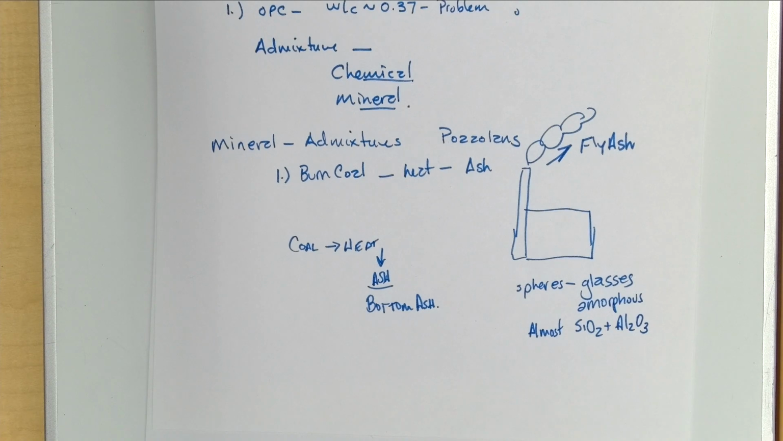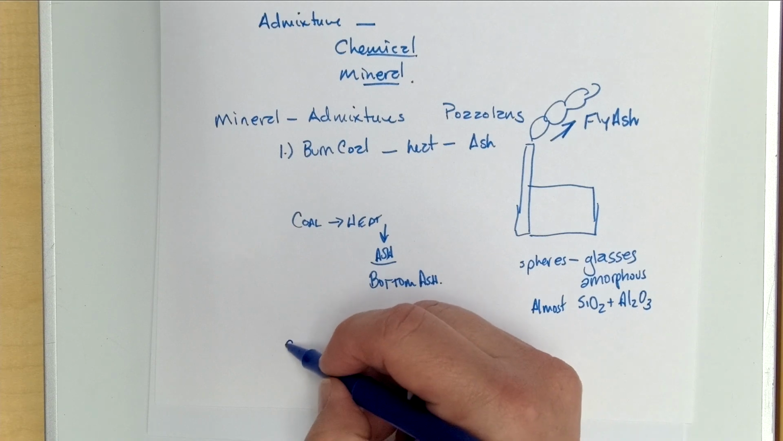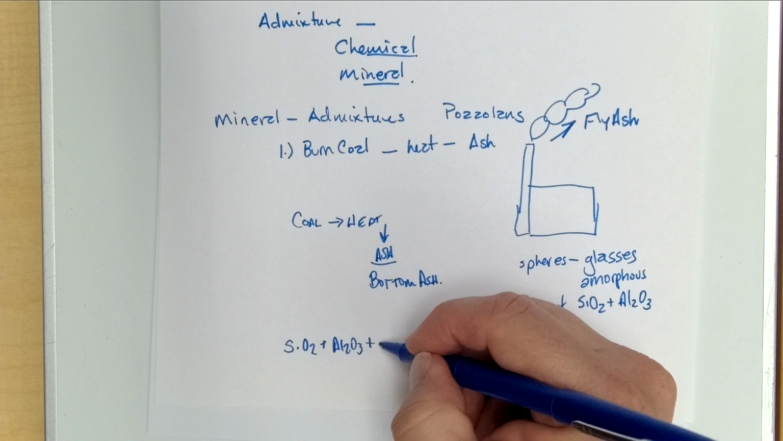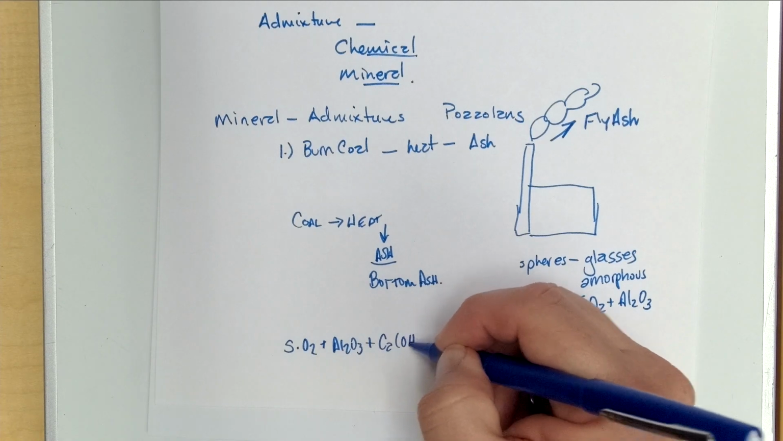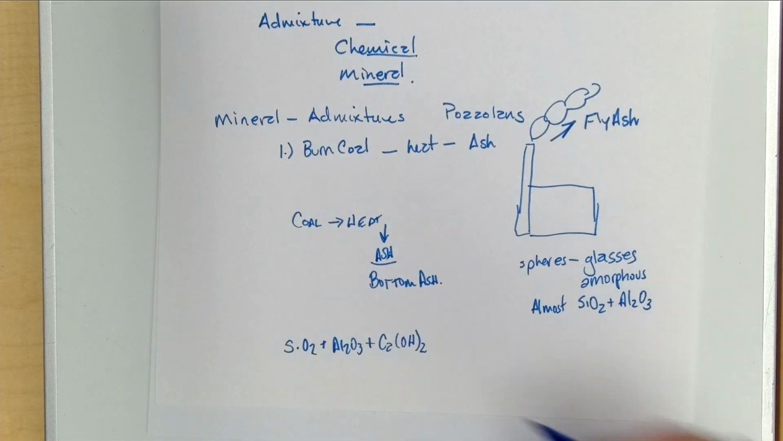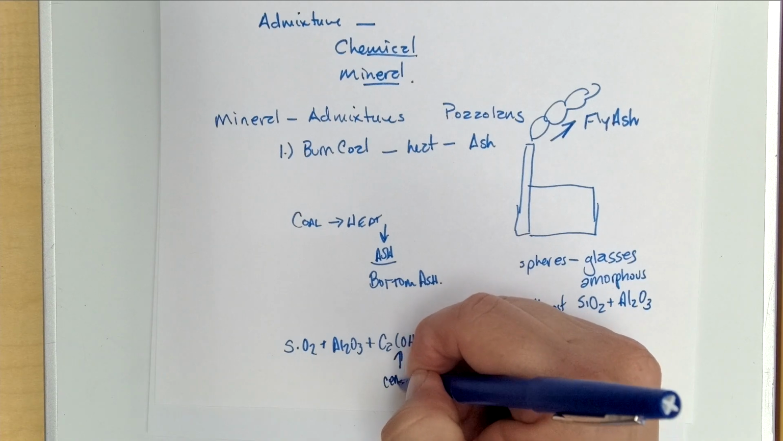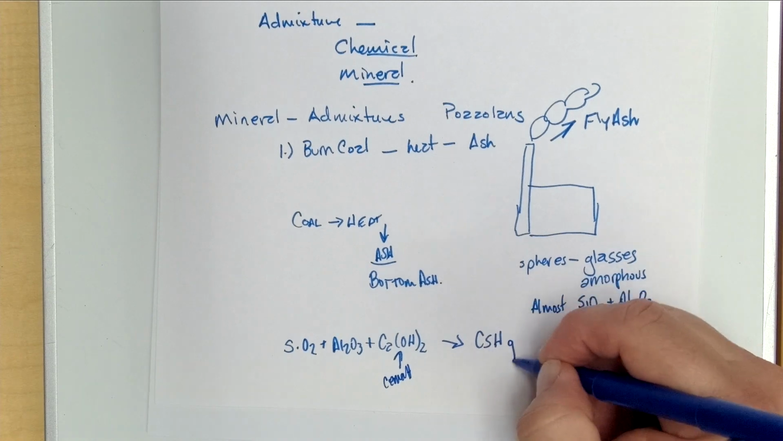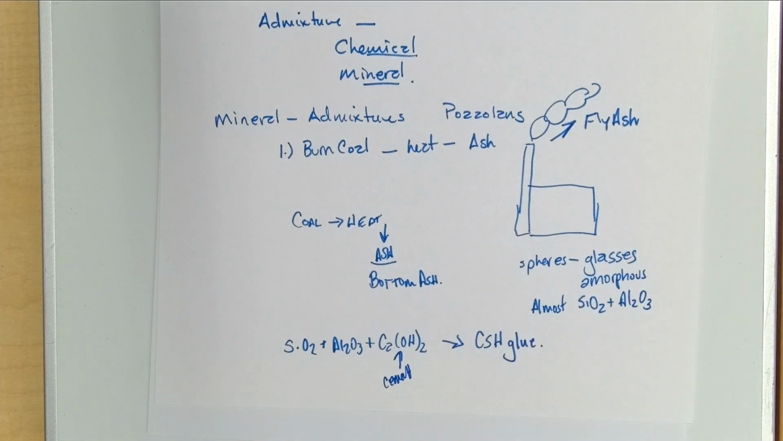Now, if you remember from our chemistry of cement, silica and alumina is what we have in the cement. If we take that silica and alumina and we put it in the presence of calcium hydroxide, which we get from cement hydration, we make calcium silicate hydrate glue. And the cool thing is that this glue is indistinguishable from the one that we made from the Portland cement in the beginning.